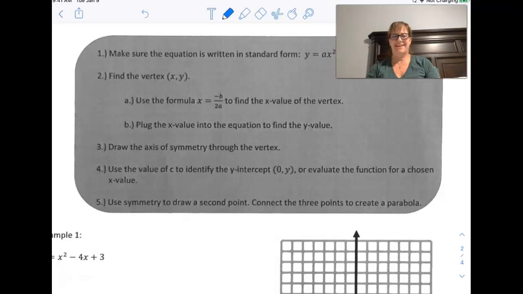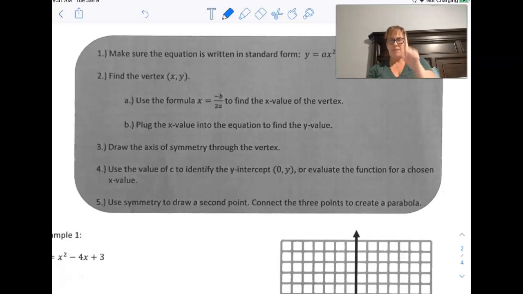Okay, welcome back. So, when you have your note sheet in front of you, the first thing you're going to notice is this big gray box. This is key. These are the steps that you need to go through, and if you follow these steps step by step, you'll have graphed your quadratic equation correctly. So let's look at the steps before we start.